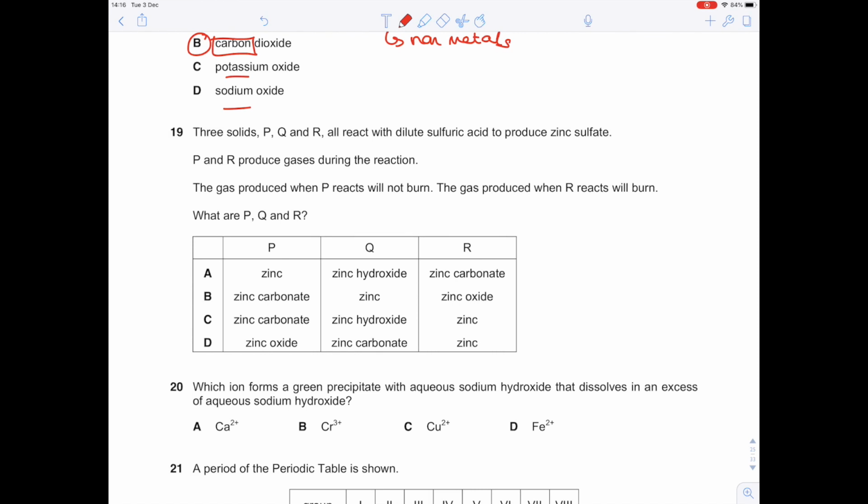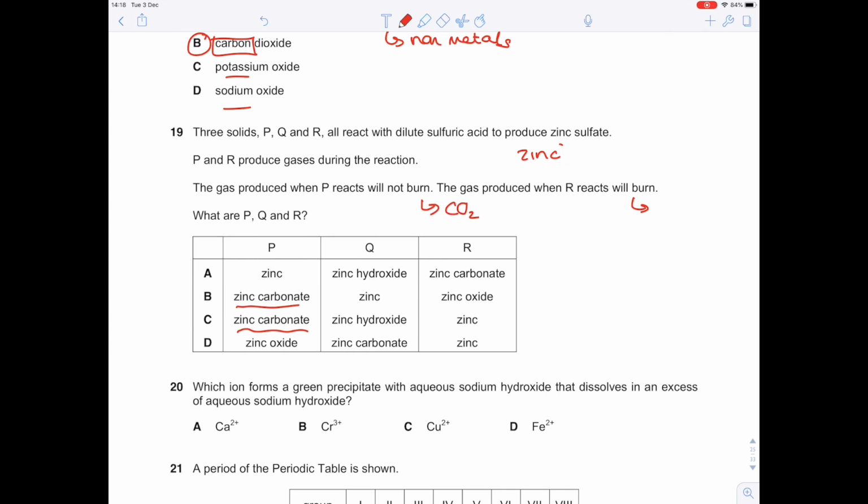P and R produce gases during the reaction. The gas produced when P reacts will not burn. The gas produced when R reacts will burn. What are P, Q and R? Well, we know for sure that they are zinc. So we know that because the gas produced when P reacts doesn't burn, that gas is likely to be carbon dioxide, which remember does not support combustion.